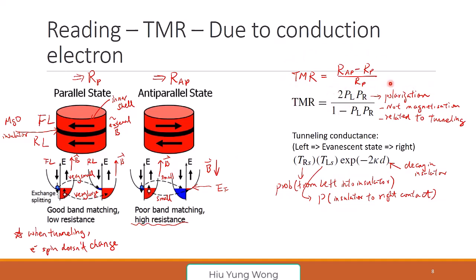The first equation is just the definition. You measure it in the lab, you get resistance, you got it. This one is more from the theory. If you know the material properties, you can derive TMR, okay? But no worry about this. I only want you to understand why they have different resistance. Any questions?